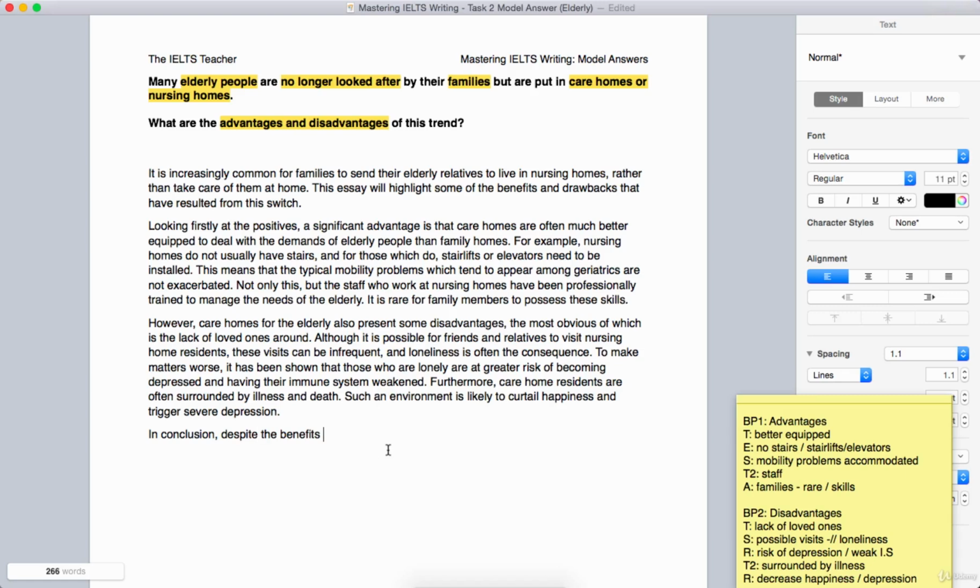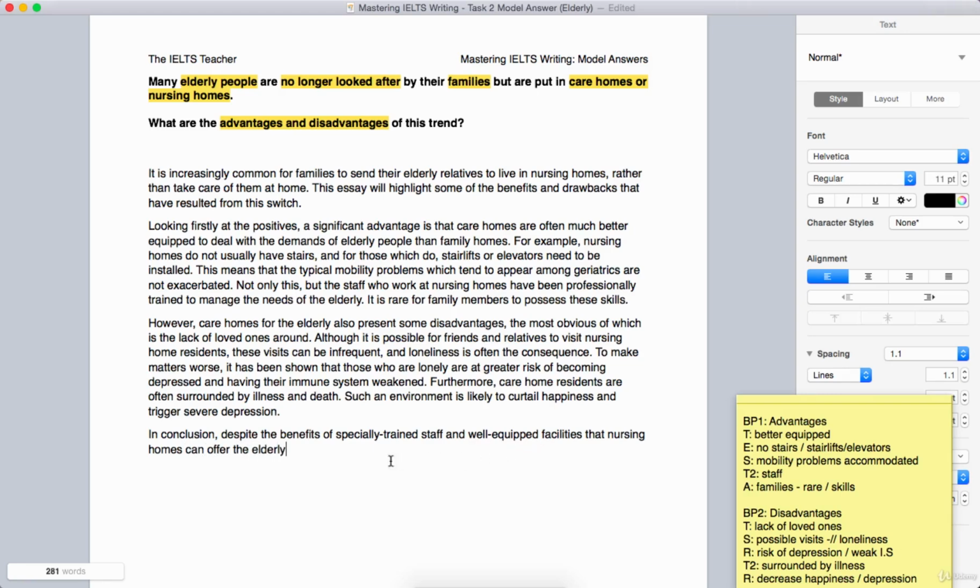So despite the benefits of, and now we just summarize the benefits that we talked about in BP1. We've got professionally trained staff, we've got facilities. Let's go with both of those things here. So specially trained staff, and a nice word formation double here. You've got these nice two, adverb and adjective combined with a hyphen in both cases. Specially trained, well equipped. So specially trained staff and well equipped facilities that nursing homes can offer the elderly.